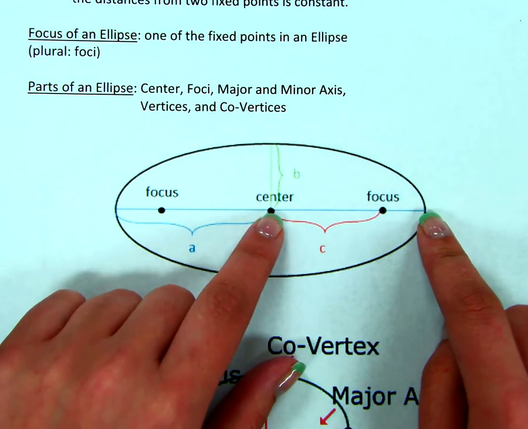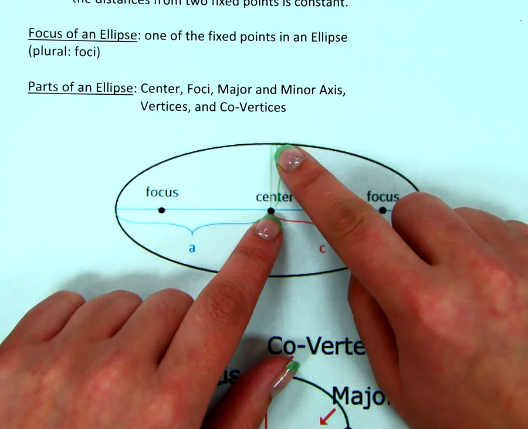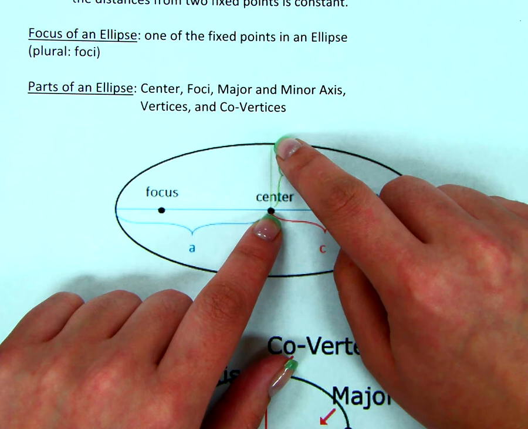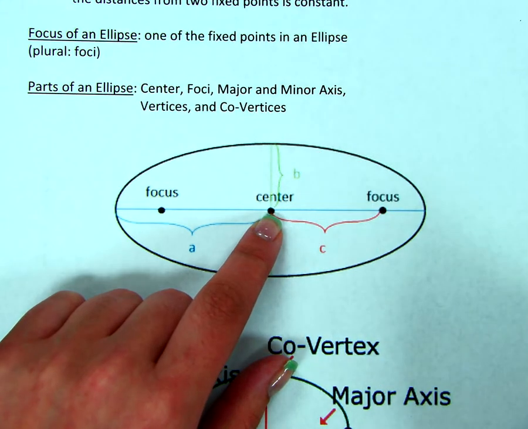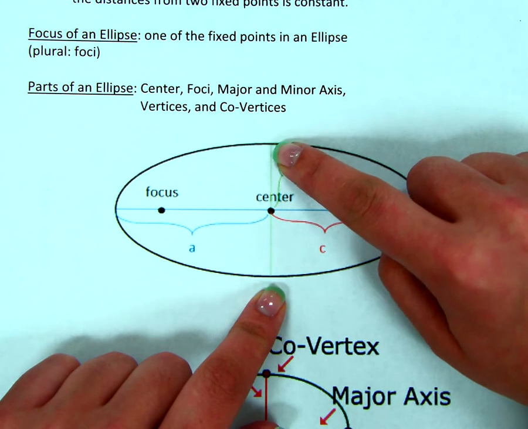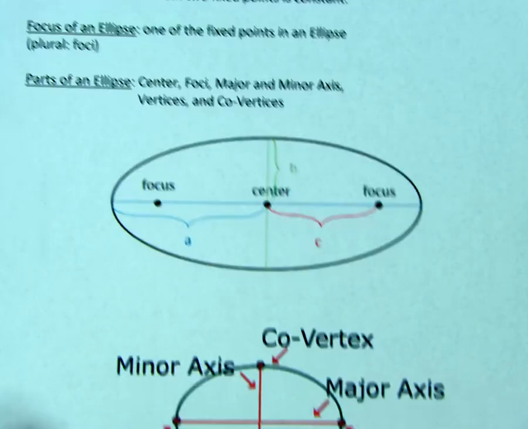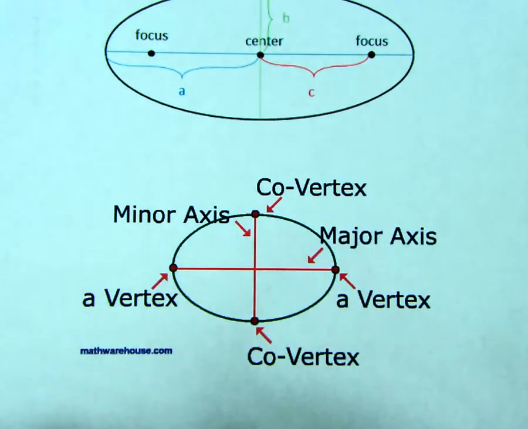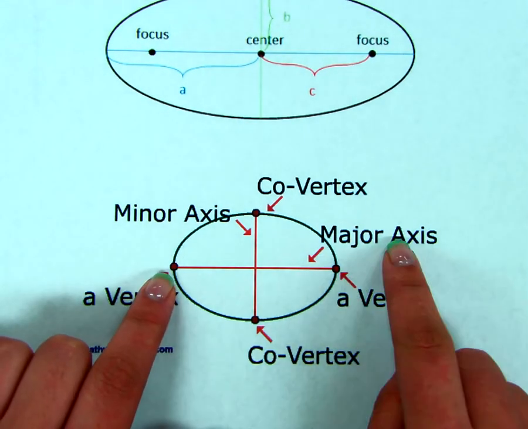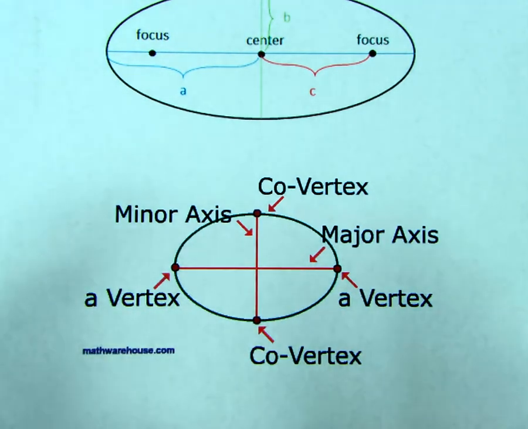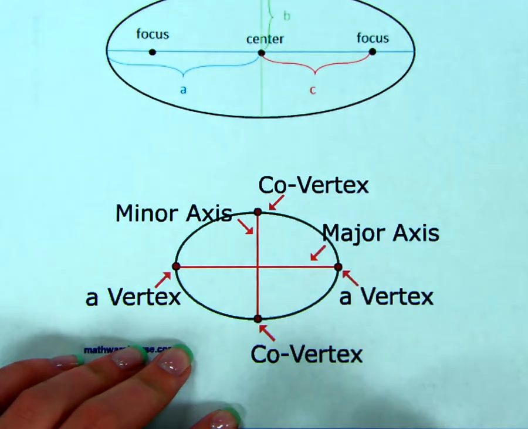Then from the center to the short side of our ellipse, this point right here, is called the co-vertex. So from the center to the co-vertex is a length of b. Between the two co-vertices is called the minor axis, and it would be a length of 2b. Again, here's another picture, same thing. Here's our center, and from vertex to vertex is our major axis. Co-vertex to co-vertex is the minor axis. The major axis is always the longer one, and the shorter is always the minor axis.